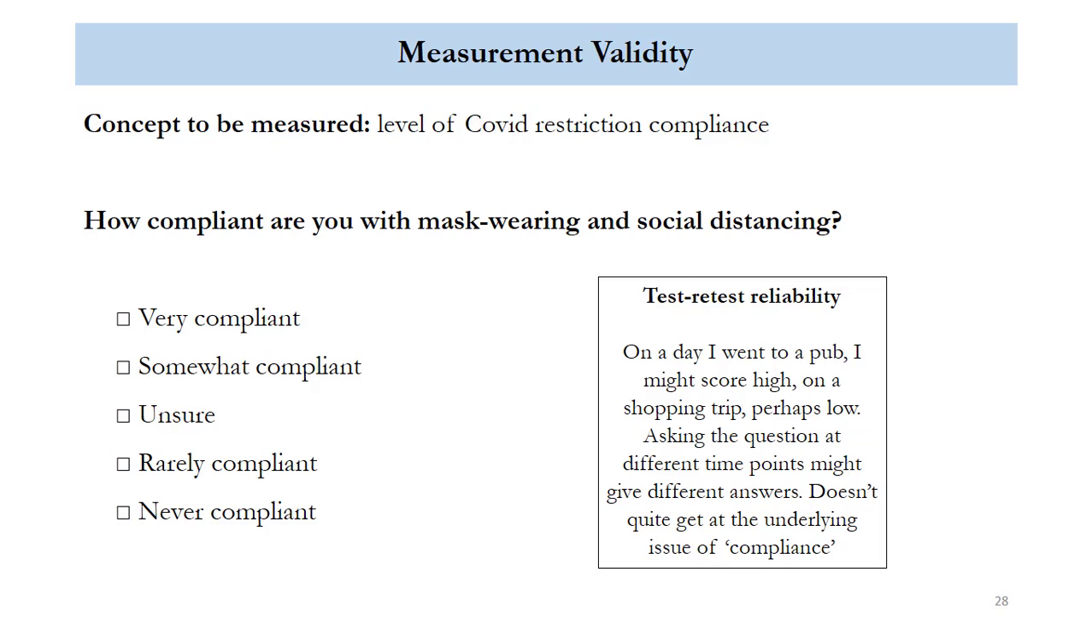So if we were trying to capture with this question whether it's a reliable measure of restriction compliance, on test-retest reliability, we would find that perhaps it isn't. And this is because, assuming that the person's average level of compliance remains the same, we would get different indicators of that compliance depending on the day we asked it.